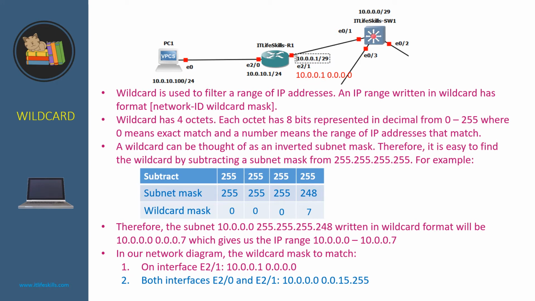In our network diagram, the wildcard to match only the interface E21 will be 10.0.0.1 with the wildcard 0.0.0.0, which matches exactly this IP address. If we want to match both interfaces E20 and E21, the wildcard mask will have the network ID 10.0.0.0 and the wildcard is 0.0.15.255.